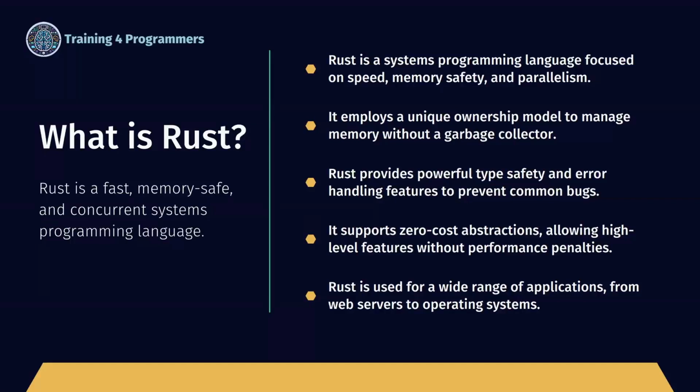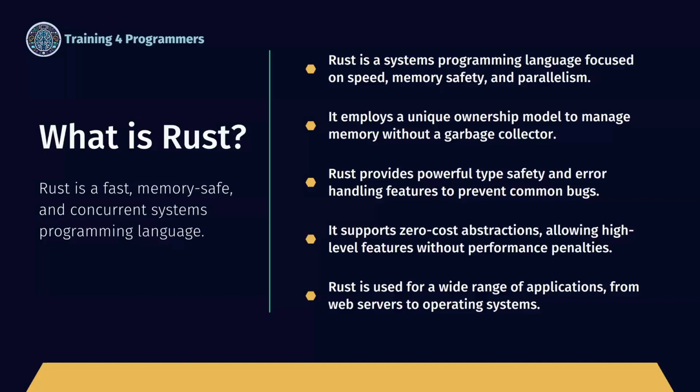It's actually one of the more difficult aspects of learning how to write Rust code. But once you understand how the ownership model works, it gets a lot easier to work with. And it's definitely a powerful way to have safe memory management without the overhead of a garbage collector. It provides very powerful type safety and error handling features. In fact, we're going to be looking at some of those as part of our discussion on enums, structs, and traits today. It supports zero-cost abstractions, allowing high-level features without performance penalties.